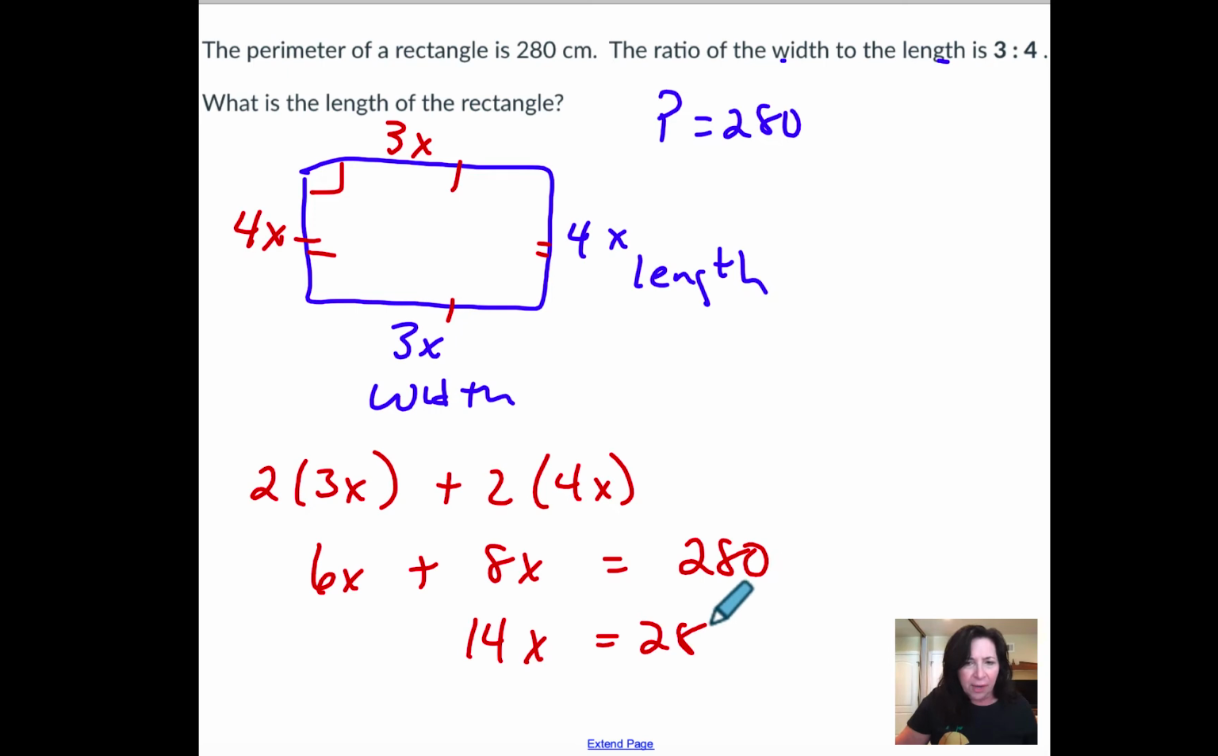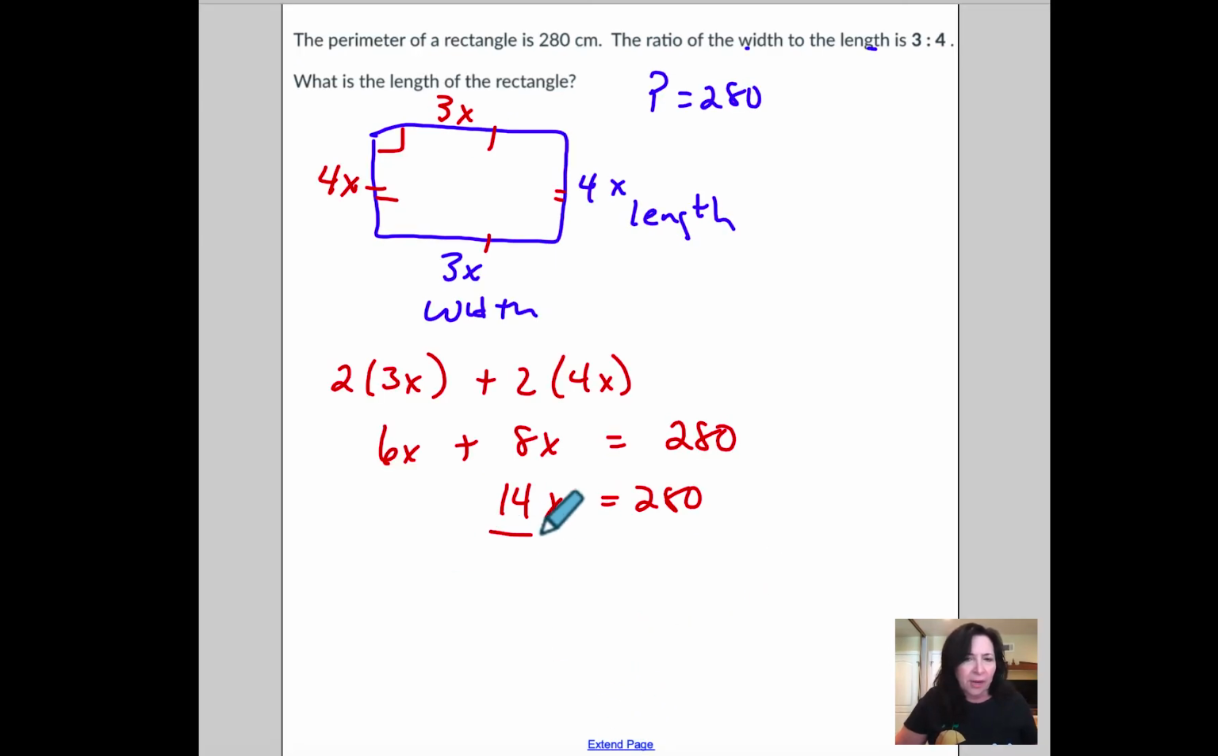So what I would do is I'm going to divide by 14 because I do want x, right? So I'm going to divide by 14 on both sides. And 280 divided by 14 is 20. So x is equal to 20.